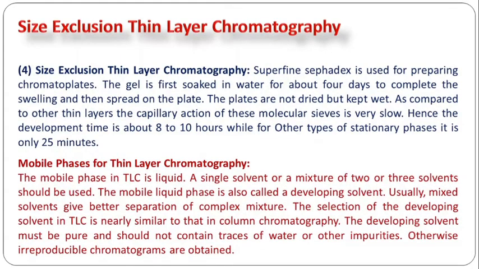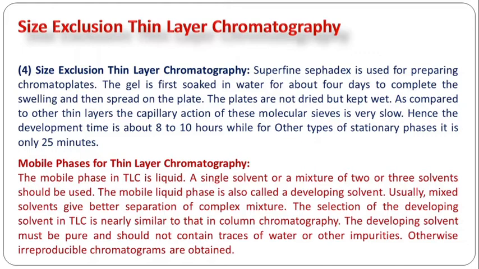This is about the stationary phases. Now we will learn what mobile phases are used in TLC. That depends on which type of stationary phase is there, but the mobile phase in TLC is generally liquid. A single solvent or a mixture of 2 or 3 solvents can be used. The mobile liquid phase is called the developing solvent because it develops a chromatogram. A series of spots will appear on the TLC, and that's why it is called the developing solvent.